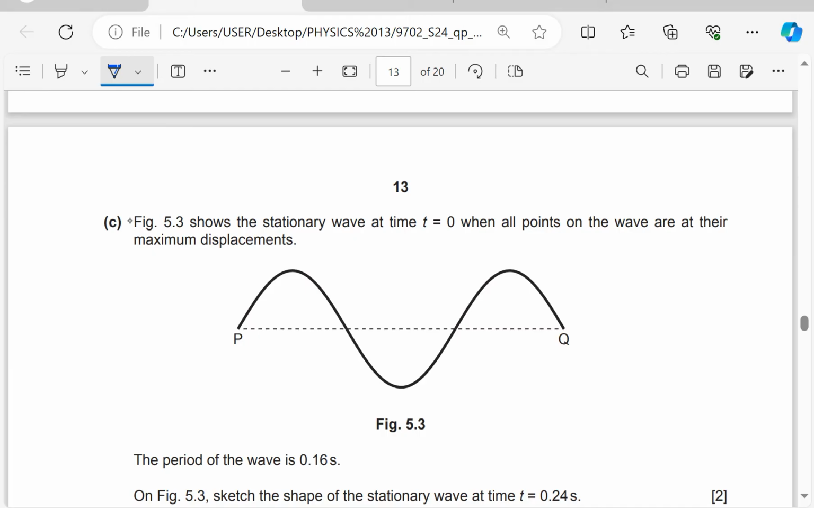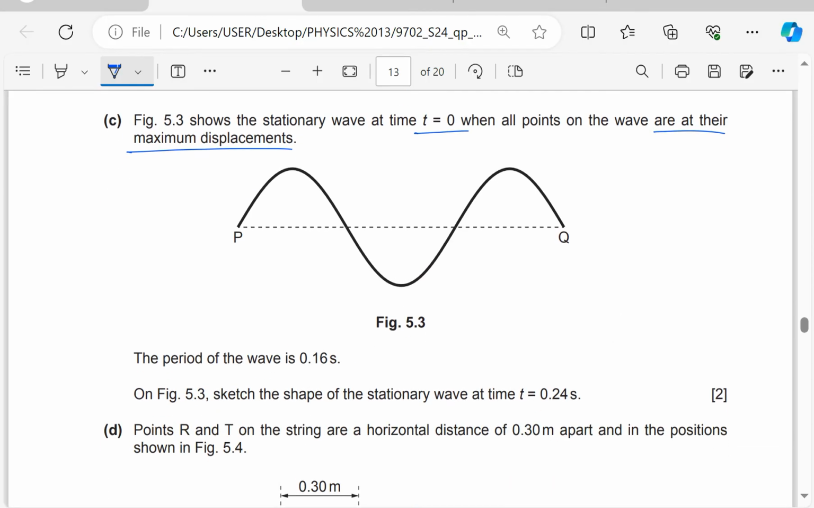The figure 5.3 shows a stationary wave at time t equals 0 when all points on the wave are at their maximum displacement. So all points are at their maximum displacement at t equals 0. So it means after a quarter of a cycle, it must be destructive. After another quarter, it must be again constructive but reversed. That means after half a cycle, it should be another complete. It should be half a cycle on one side and half a cycle on the other side, which gives us a complete cycle out of step. But this will be a reversed phase.